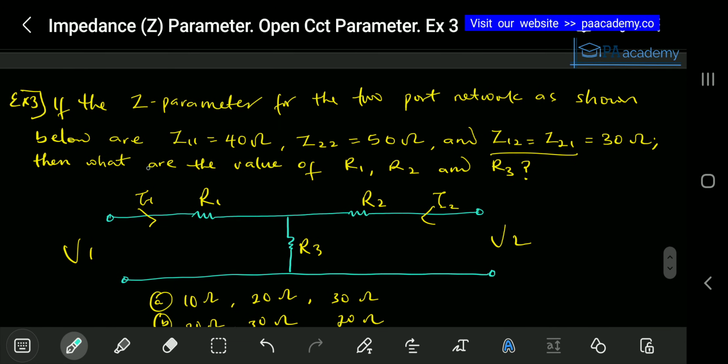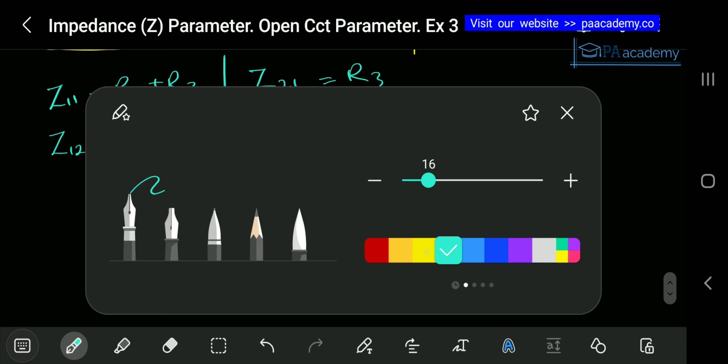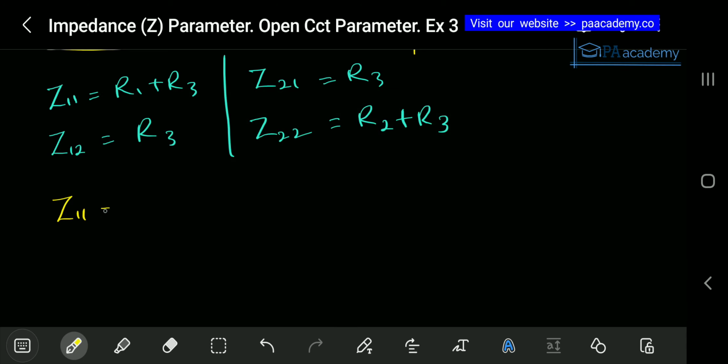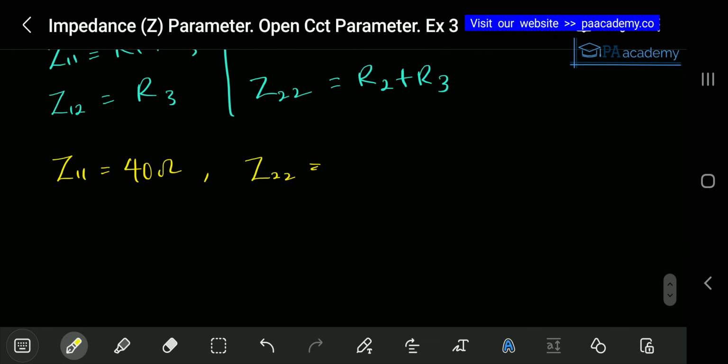The question said, now, if the Z parameters for the two-port network are given below, our Z11 is 40, Z22 is 50, and our Z12 is equal to Z21, which is 30. So let me write it here. From the question, we are told that our Z11 is equal to 40 ohms, our Z22 is 50 ohms, and our Z12 is equal to Z21, which is 30 ohms.